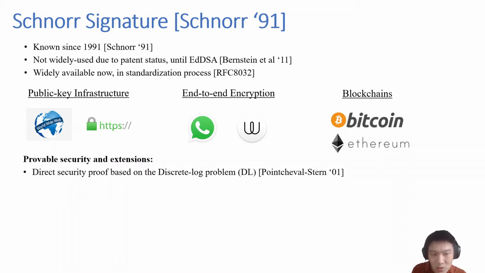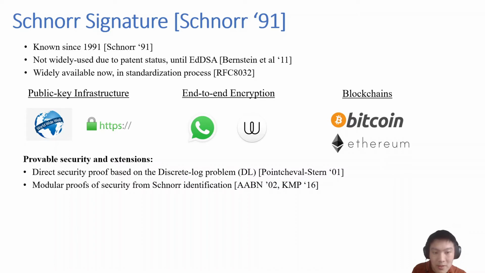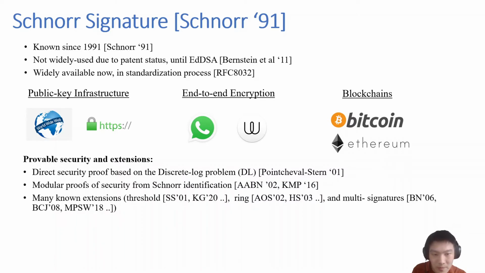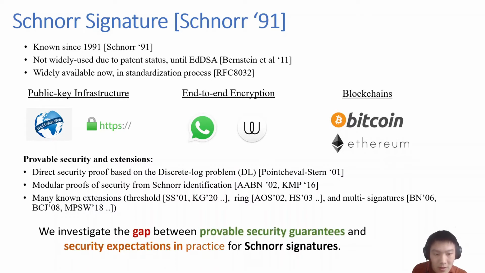It was first proved secure in both the generic and standard model around the turn of the century. Later, the landscape was further modularized and extended to many fancier signature schemes, such as multi-signatures, ring signatures, and threshold signatures. However, there has always been a gap between the standard model security guarantee and the expectation of security in practice. In this work, we identify and close the gap via a discrete log-like problem, which we name multi-base discrete log.